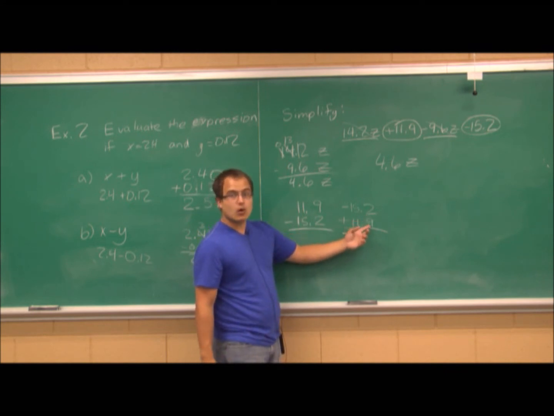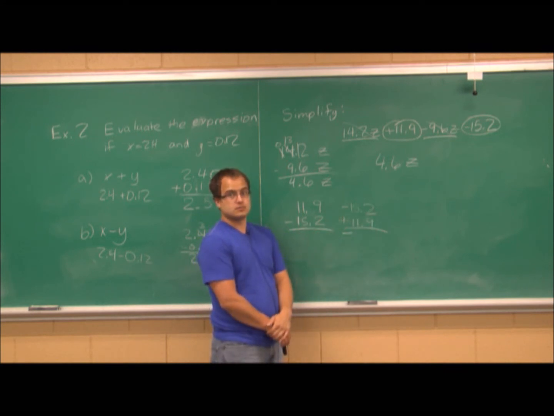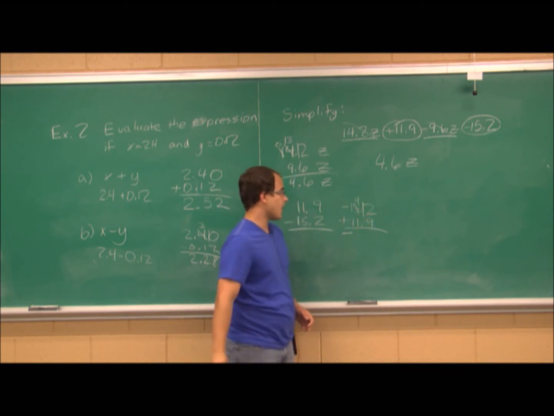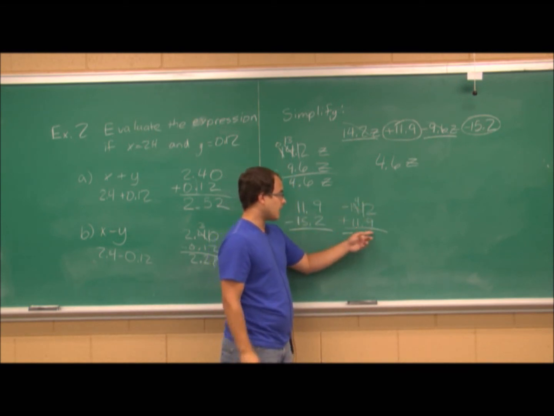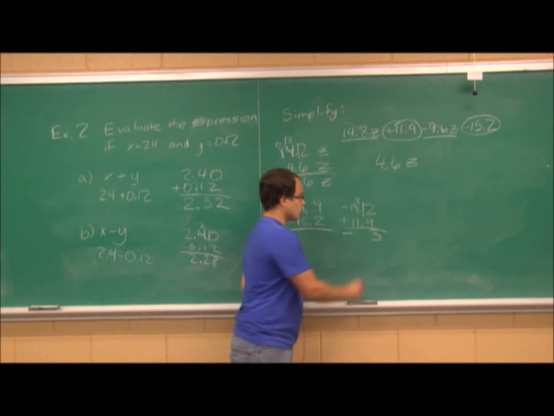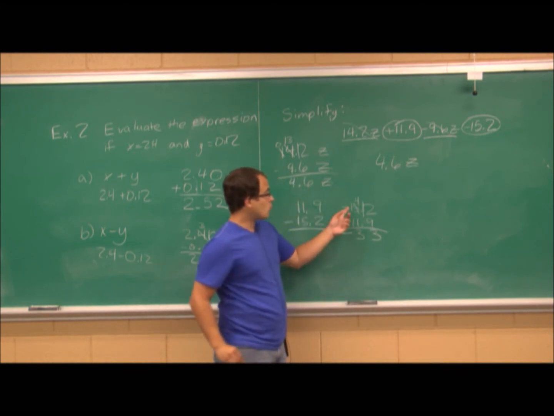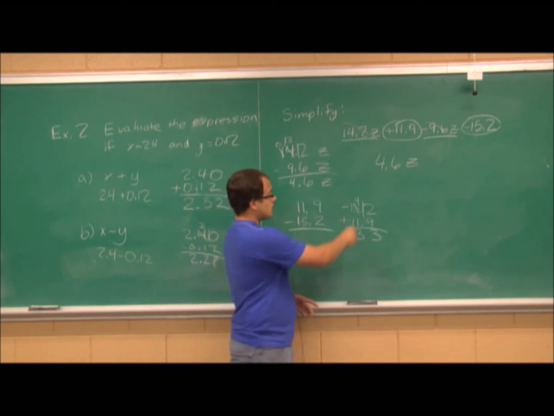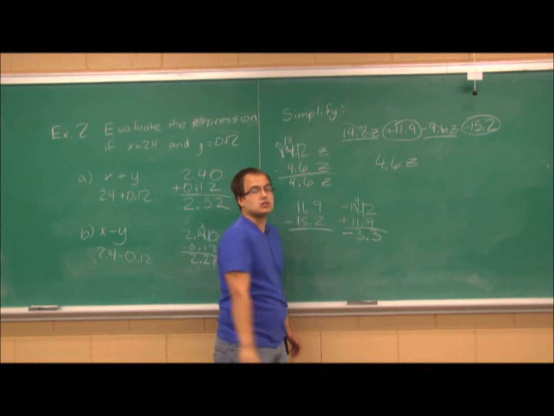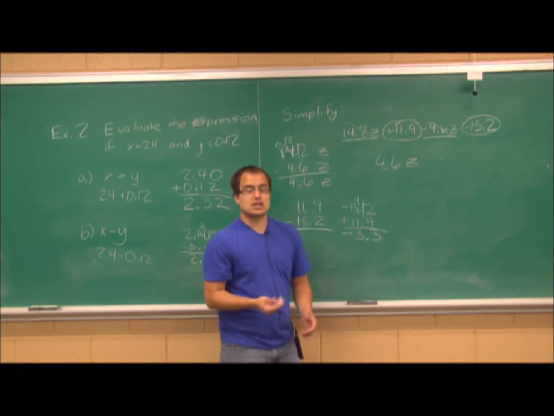You cannot take away 9 from 2, so I have to borrow. Now I have 12 minus 9 is 3. 4 minus 1 is 3. 1 minus 1 is 0. And again, drop down the decimal place exactly where it was. And we get an answer of negative 3 3/10.